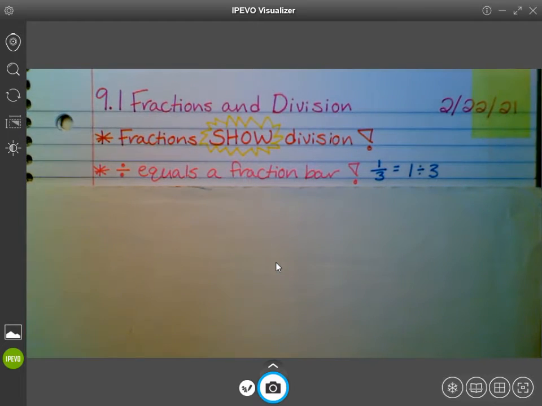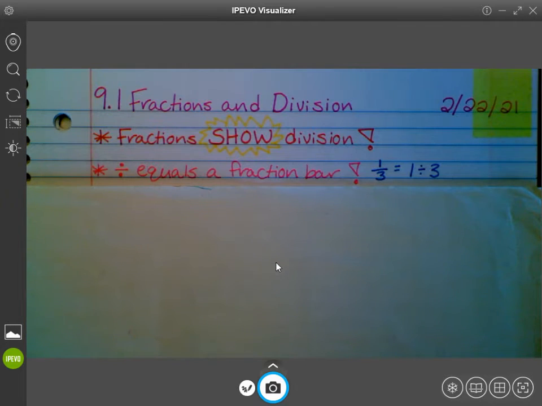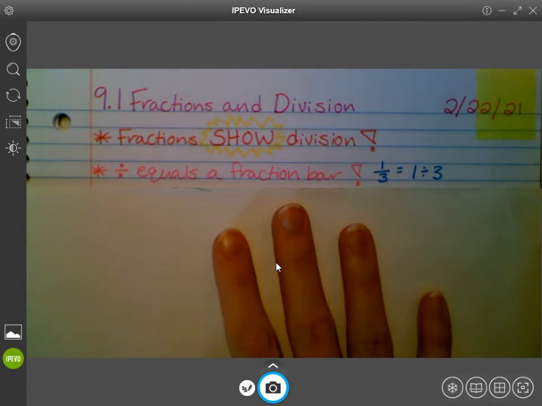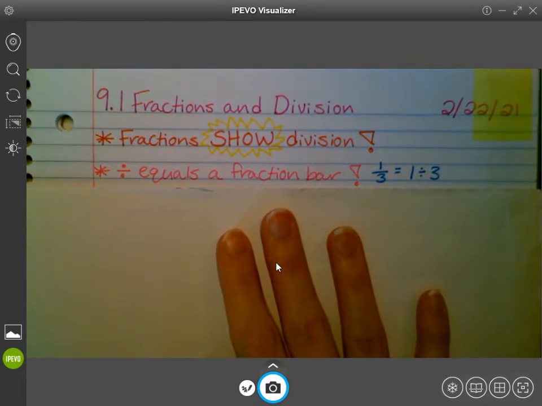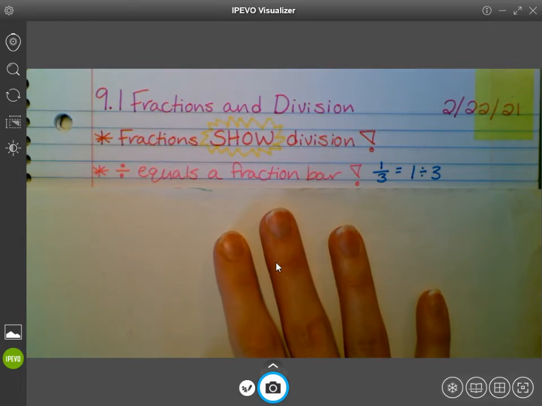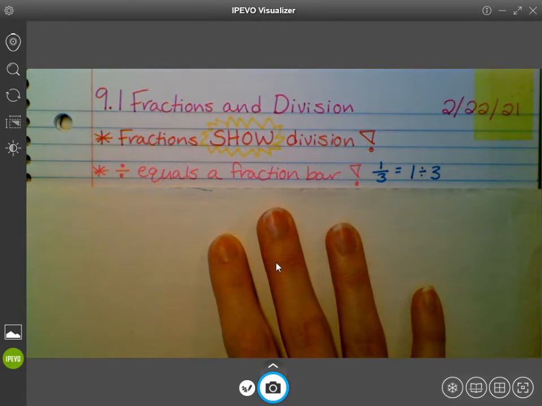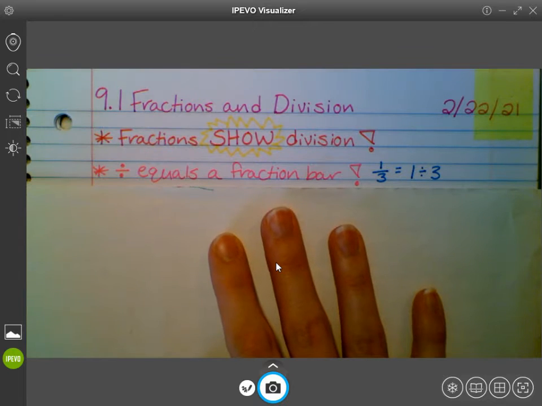Exactly. So a fraction already shows us division, 5th grade. Because if you think about it this way, if you say, I'm going to eat 1/4 of the pizza, that means I am eating 1 out of the 4 pieces. Or I'm splitting the whole into 4 pieces.